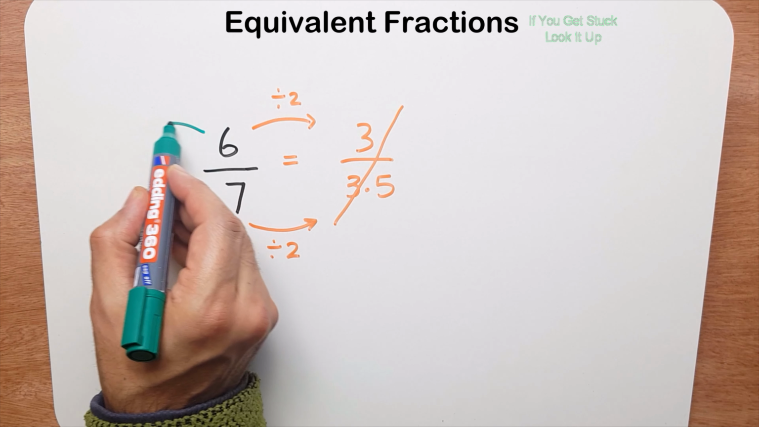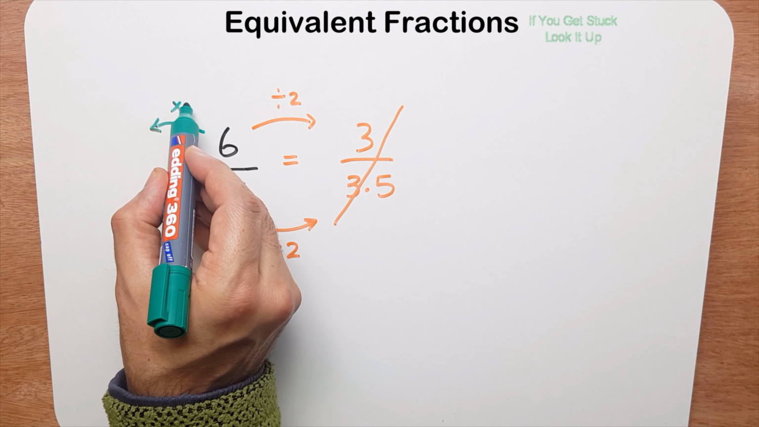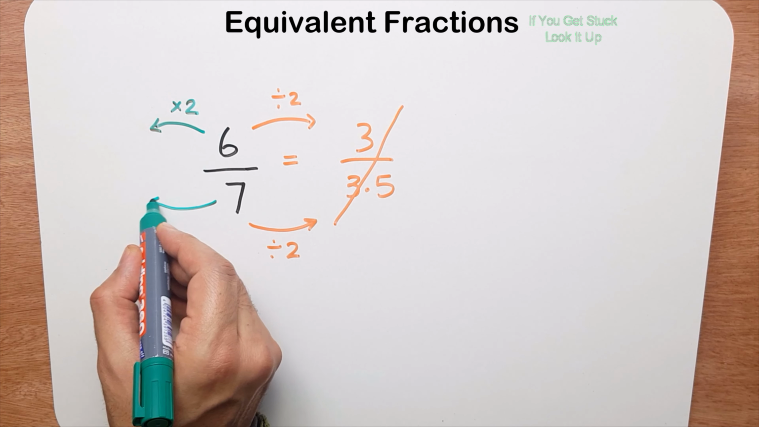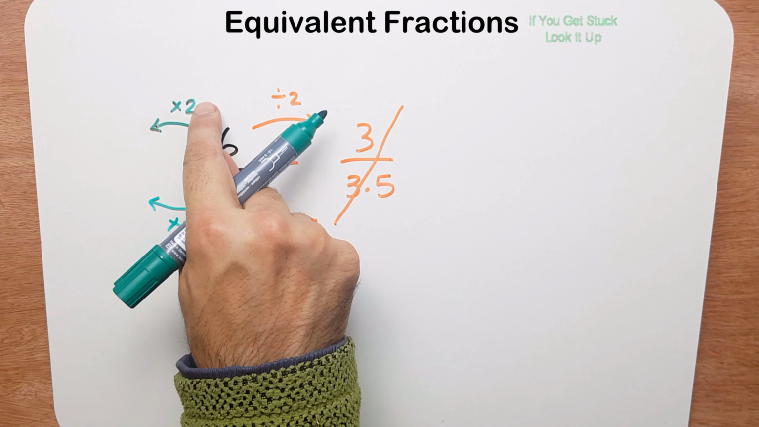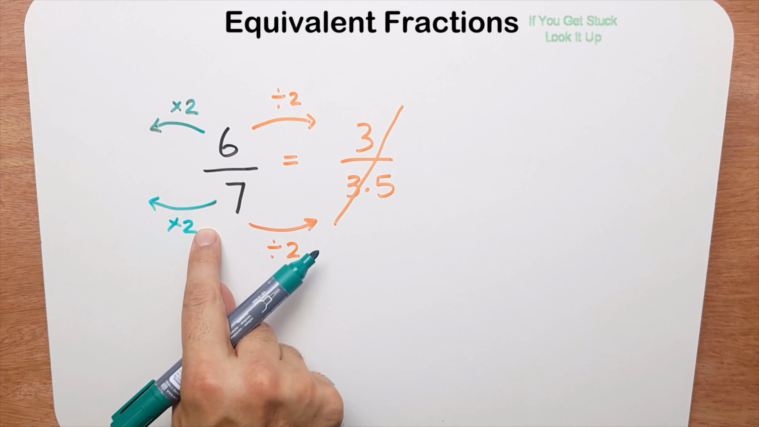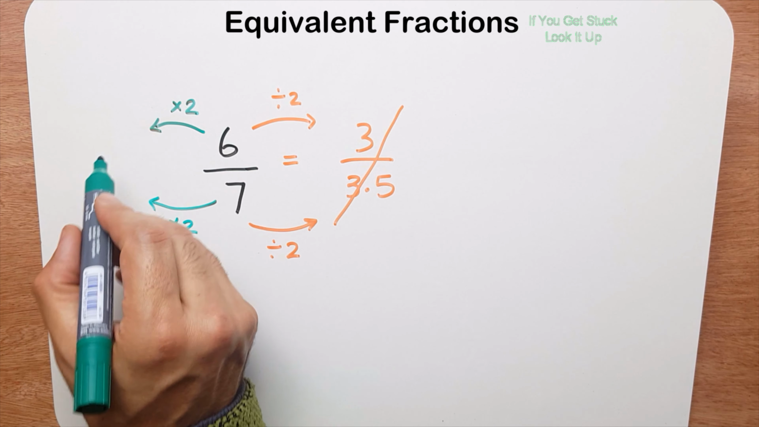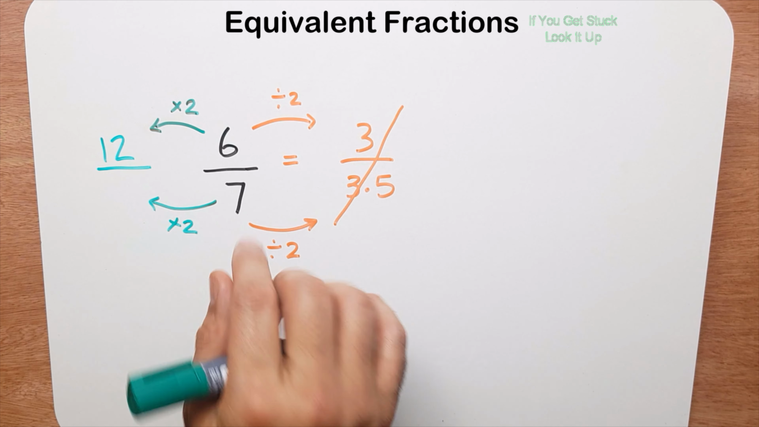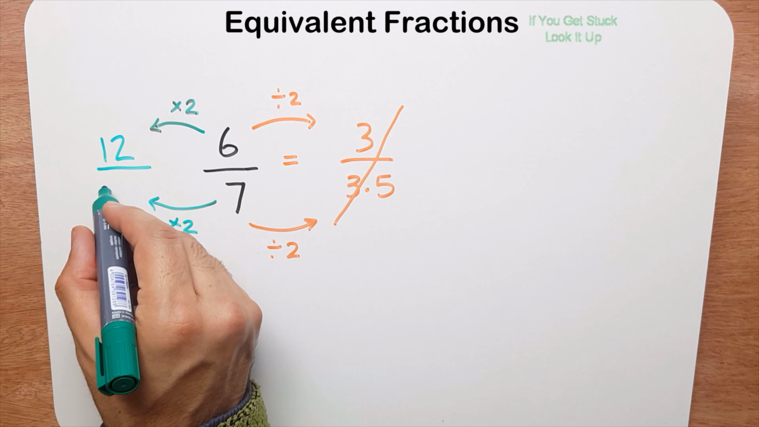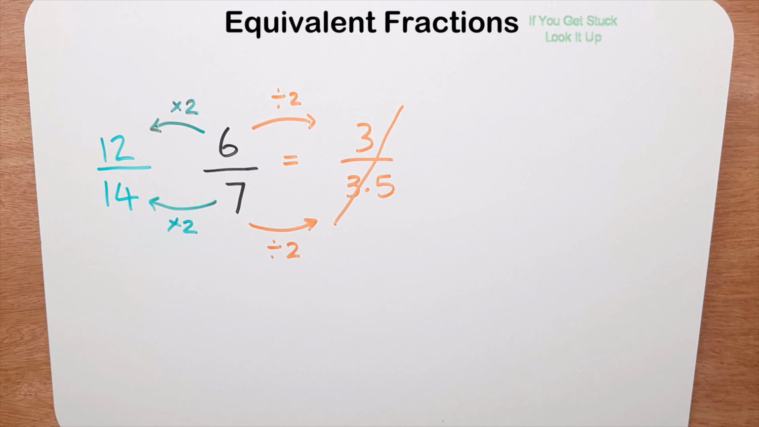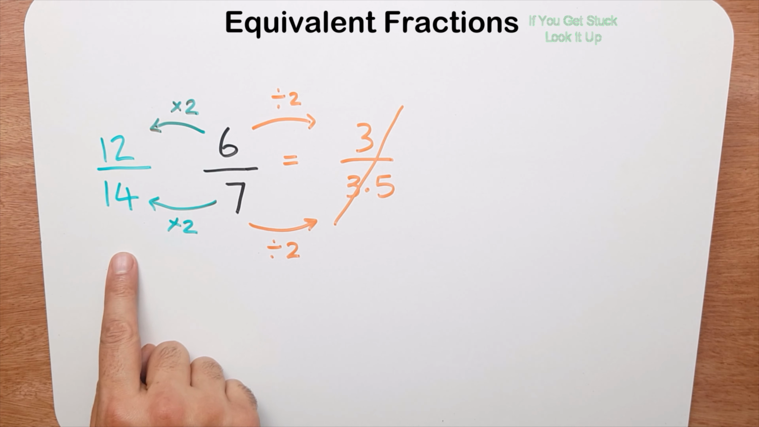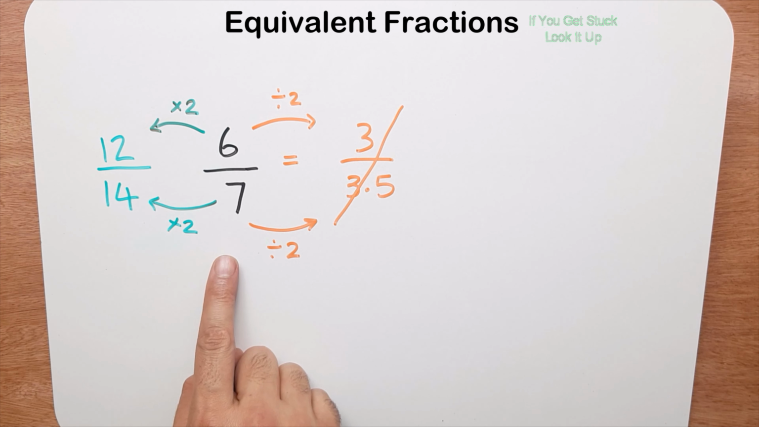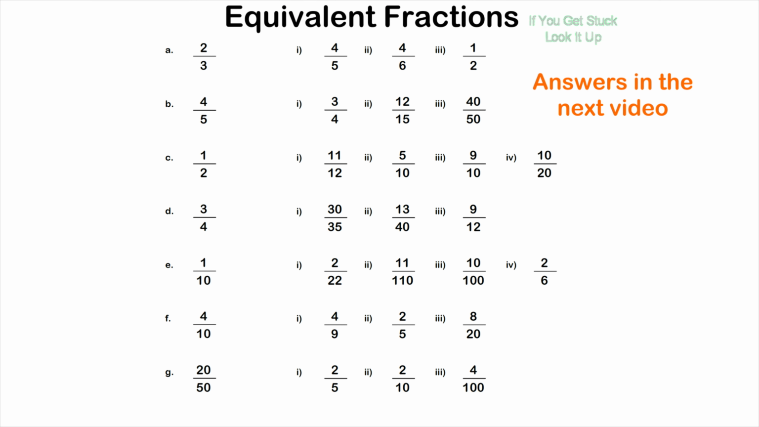But we can go to the other side and multiply the numerator and the denominator by 2. Remember, these two have to be the same number. So 6 times 2 is 12. And 7 times 2 is 14. So what I can say is 12/14 is equivalent to 6/7. So we've looked at equivalent fractions or fractions that are equal in value. Now I want you to try these questions.